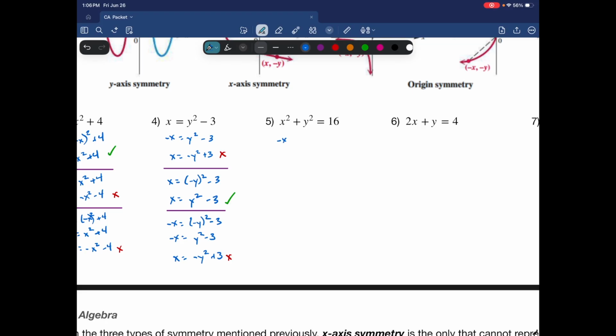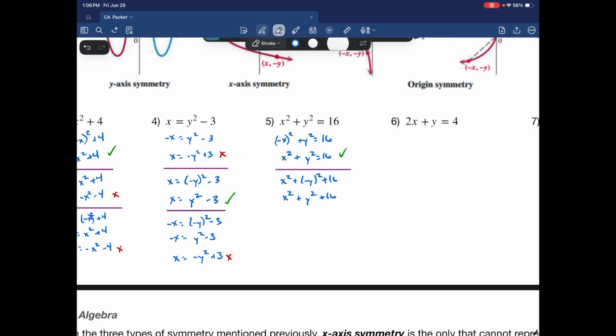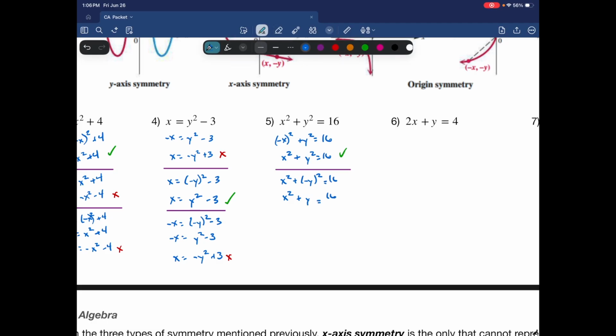So plugging in negative x, I got negative x all squared plus y squared equals 16. Applying the squared, the negative falls out, and I'm left with my original. So this has y-axis symmetry. Checking for x-axis symmetry, I got x squared plus negative y all squared equals 16. Applying the square, I get x squared plus y squared equals 16, which is my original. So this one also works. So it has x-axis symmetry and y-axis symmetry.